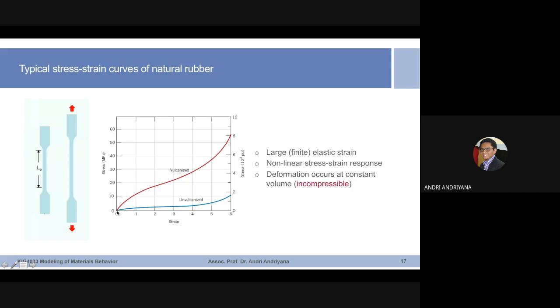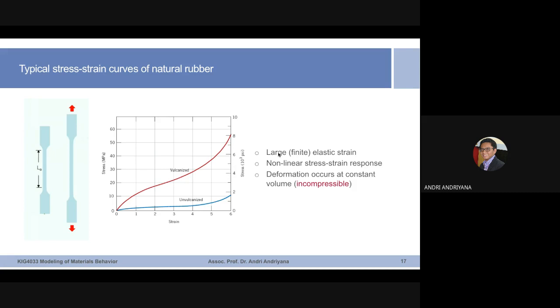Depending on types of elastomer, some can be drawn elastically up to 2, 3, 4 times. Others can be drawn to a higher level of strain, depending on the types of elastomers. So the first characteristic that we observe is that they are capable of going to large elastic strain. This is really different from what we have in metals.